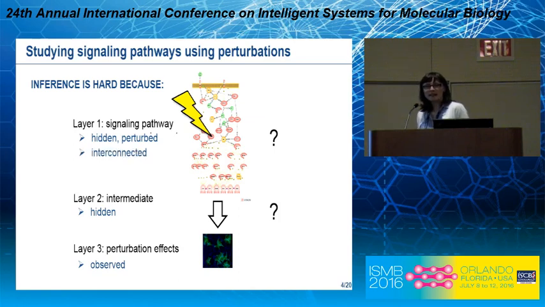Moreover, the components of the pathway are all interconnected. That means if you perturb here, this perturbation propagates downstream to other components of the pathway. Finally, the intermediate layer is non-trivial. You can assume that each of the perturbed components has its own contribution, and they jointly make what you observe as an effect.